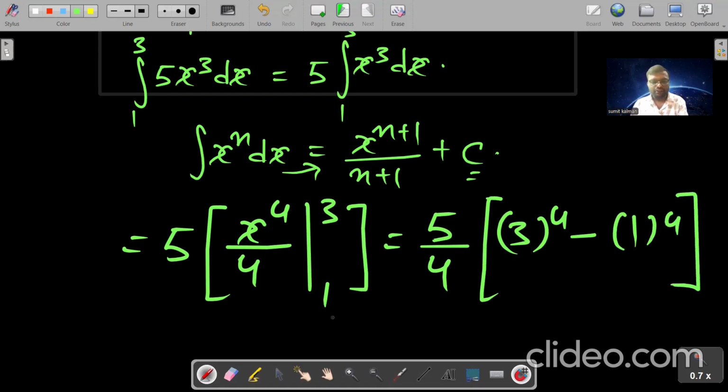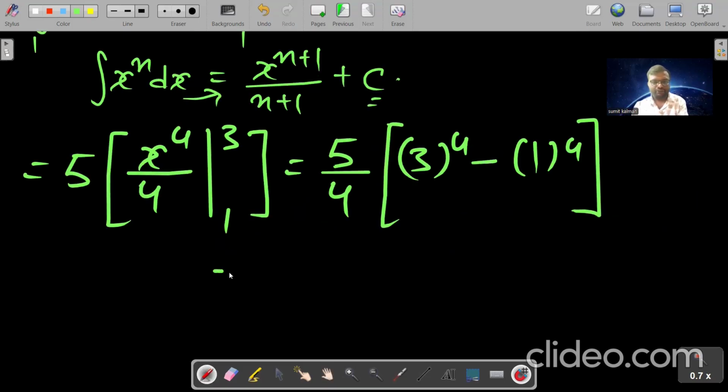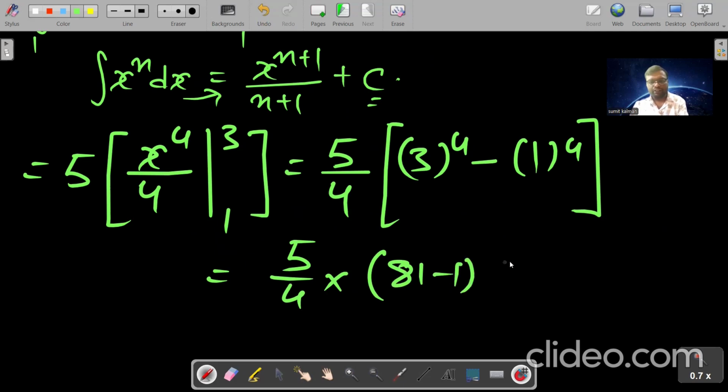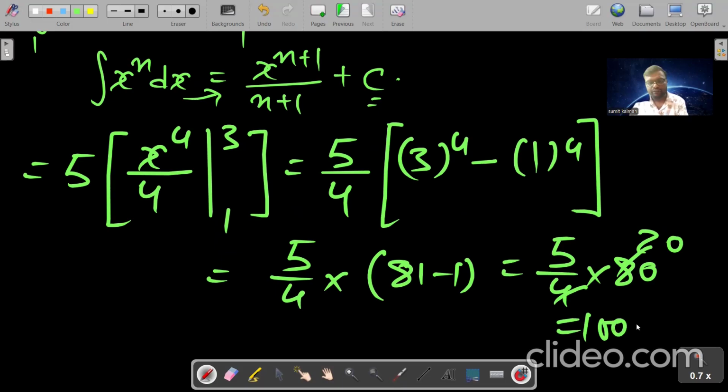So students, if you simplify this, 5 upon 4, it will be equal to how much? 3 threes are 9, 3 nines are 27, 3 twenty-sevens are 81, minus 1. It will be 5 upon 4 into 80, and 4 twenties are 80, 5 twenties are 100. So 100 is the answer.